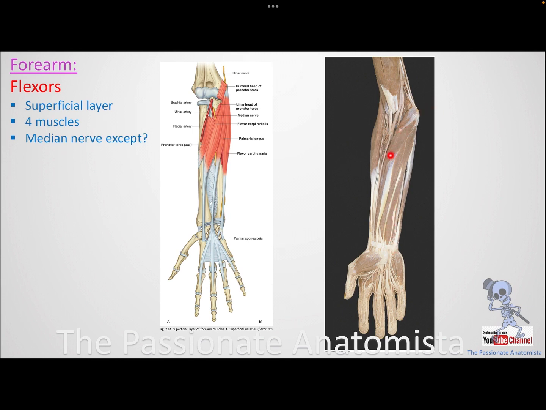So pronator teres, flexor carpi radialis. You can see its tendon very distal here, very lateral here, radial side, and then palmaris longus, it has a long tendon, and then flexor carpi ulnaris. Someone tell me, what is this here? This is part of the flexor digitorum superficialis. So just move and look at where the tendon is going, so that will give you a good hint about the muscles. Here the radialis tendon, so this is the flexor carpi radialis. This is a very long tendon, palmaris longus. This is the one that's near to the ulna, so this is flexor carpi ulnaris.